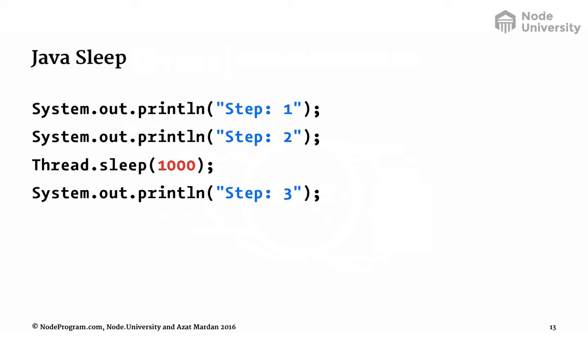This is Java code in which we put the entire thread, the entire process, to sleep. Thread.sleep(1000), so 1000 milliseconds, would be 1 second. We go on line number 1, then line number 2, which will output step 1, step 2. Then the entire thing would be idle, waiting, and then you would see step 3. So you cannot do anything while this Java process is waiting 1 second.